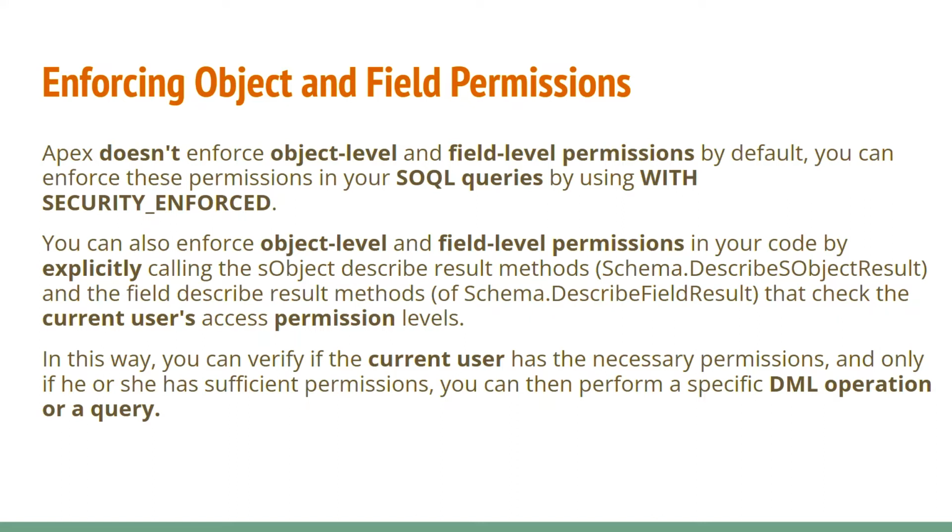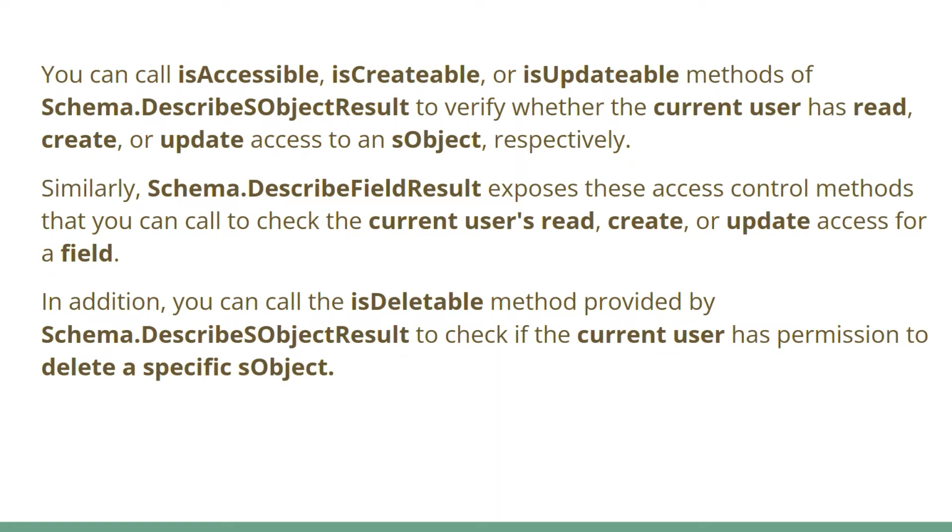So it will basically check the current user's access level permission on that particular field and on that object, and only then will it allow you to do some operations on that. In this way, we can verify if the current user has the necessary permissions to do the DML operations, or if they have the permissions to query that particular record. Moving ahead, you can call the isAccessible, isCreateable, or isUpdateable methods of Schema.DescribeSObjectResult to verify whether the current user has read, create, or update access on an sObject respectively.